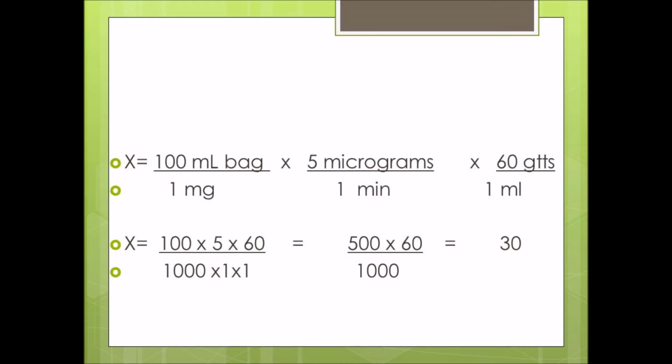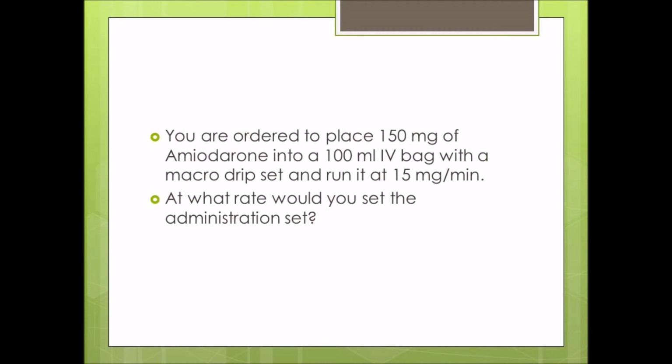5 times 100 is 500. 1 milligram is actually 1,000 micrograms. So we have 1,000 over 500, or basically we have 1/2 again. So our 1/2 times 60 again is 30. Now if we use a 10 drip set on this as well, we would also be given 5. 1/2 of 10 is equal to 5. So hopefully you're starting to get this layout of what we're looking for.